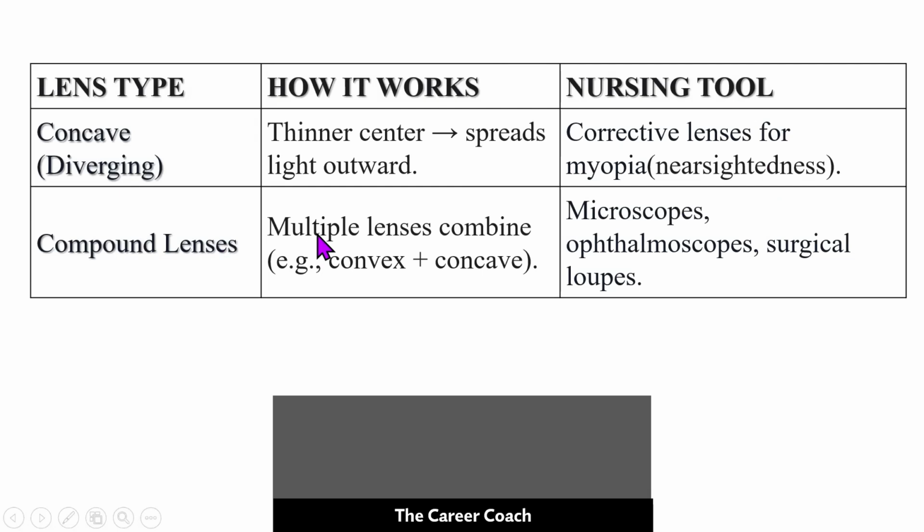The next type of lens is compound lenses. How do they work? They work by combining multiple lenses. Example: a convex lens plus a concave lens is a compound lens. How does it apply? It is used in microscopes, ophthalmoscopes, and surgical loupes.